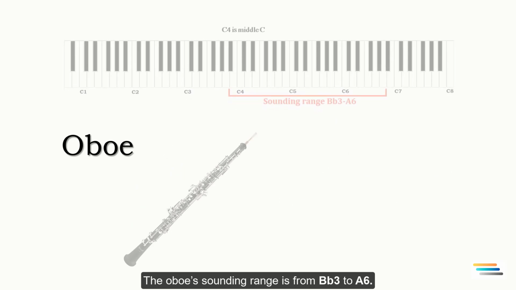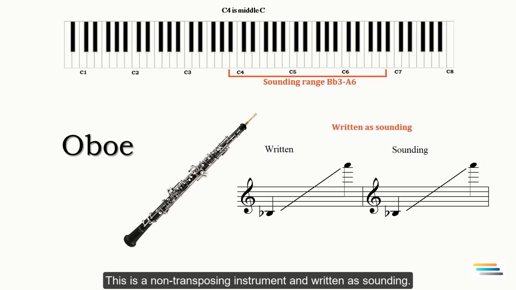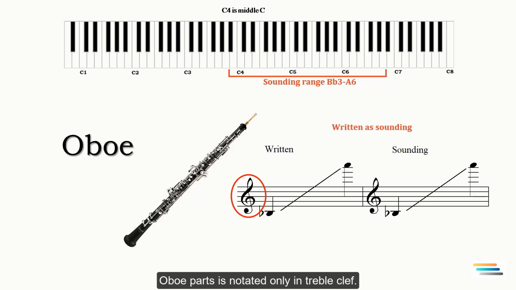Oboe. The oboe's sounding range is from B flat 3 to A6. This is a non-transposing instrument and is written as sounding. Oboe is notated only in treble clef.